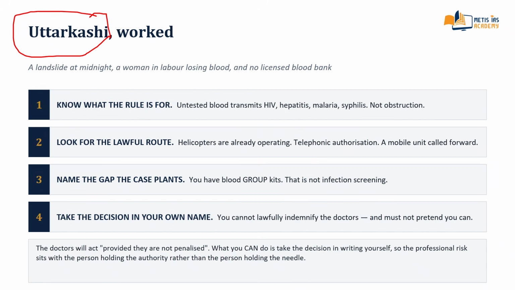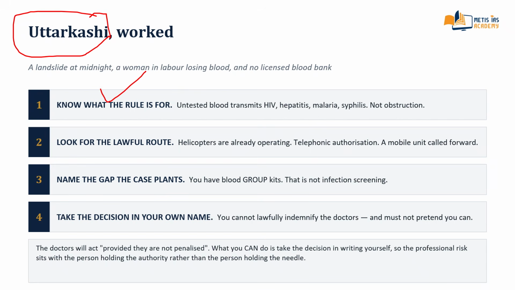So now run the ladder from unit 10. The first thing is to know what the rule is for. One, does the rule actually forbid this? Or is there an emergency provision I have not read? So, know what the rule is for.